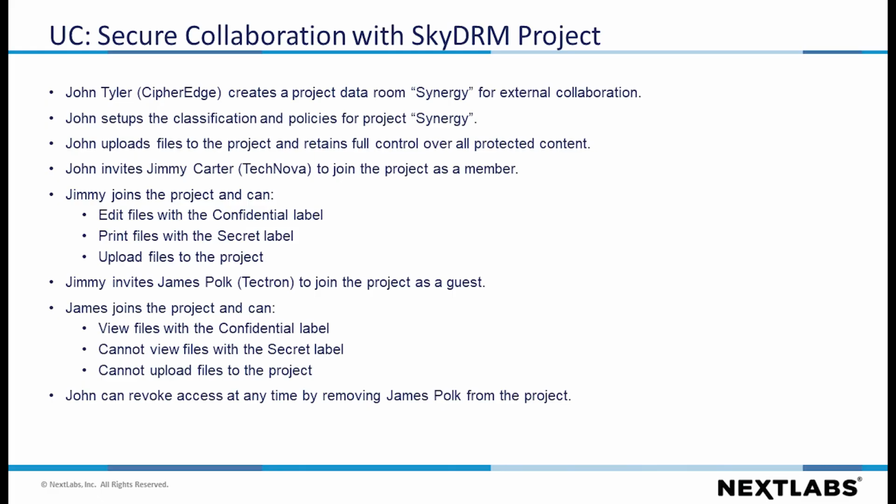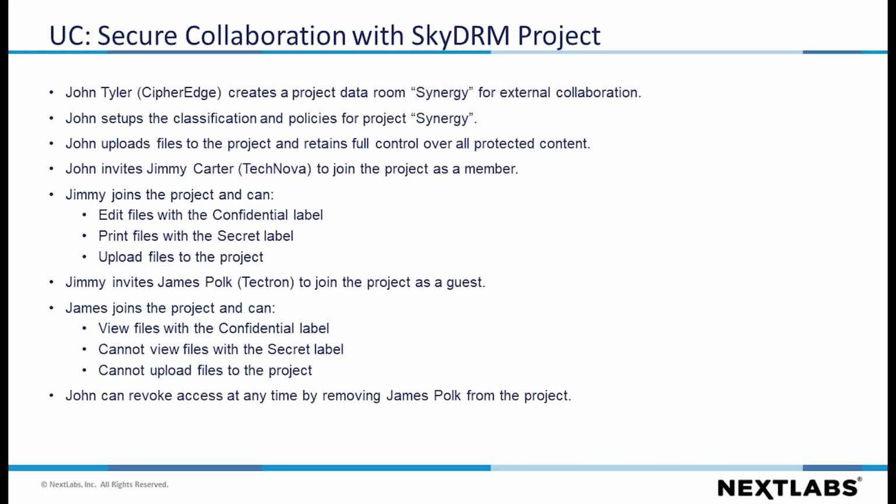John invites Jimmy Carter from Technova to join the project as a member. Jimmy joins the project and can edit files with the confidential label, print files with the secret label, and upload files to the project. Jimmy then invites James Polk from Tektron to join the project as a guest.